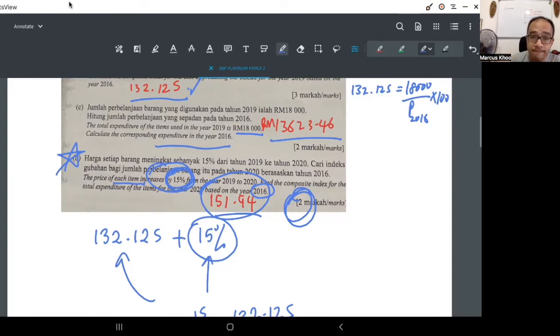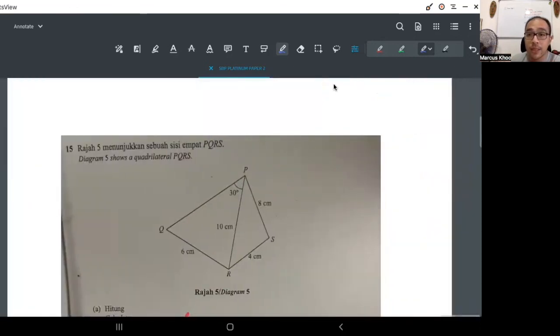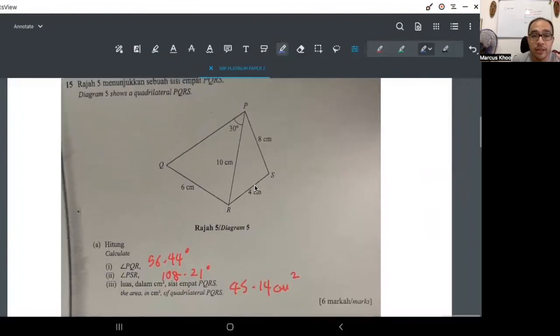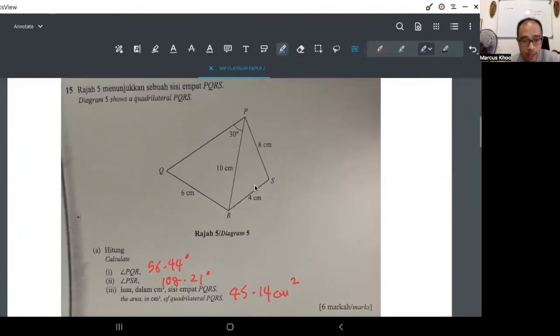All right, last question. Okay, last question for the last paper. Quadrilateral PQRS. Calculate PQR. Calculate this angle. I think you can use the sine rule. Quite easy lah, because you have 30 and 6, 10 and this one lah. So no problem. Then you get this one is about 56.44.